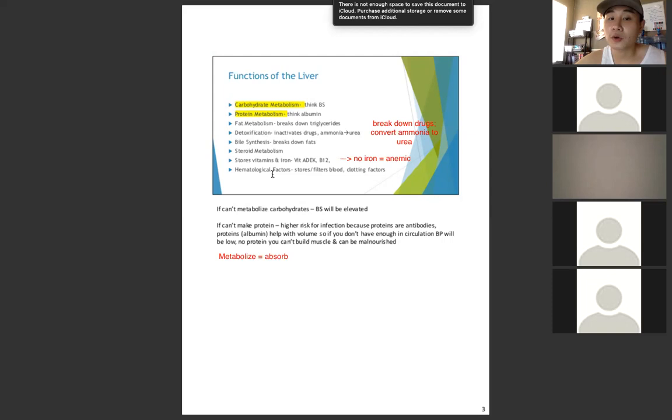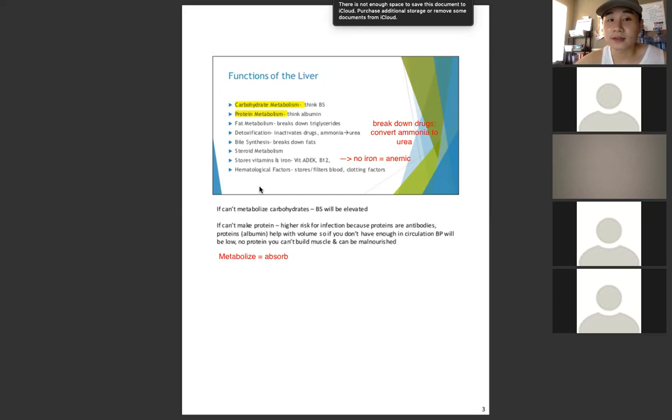Hematological factors: the liver stores and filters blood and makes clotting factors. So the liver also plays a role in the clotting system. It produces some clotting factors. So if there are issues with the liver, there will be issues with bleeding. So you guys can see that there are so many functions of the liver.